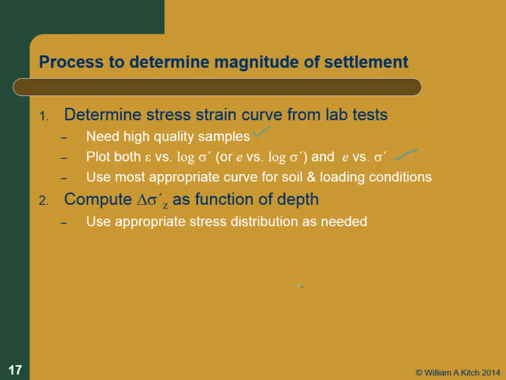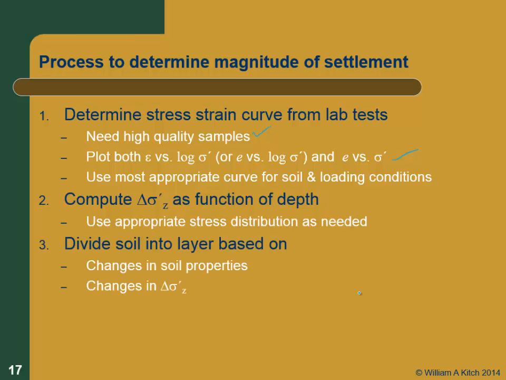You've got to compute delta sigma z as a function of depth if you have a finite size loading, if it's a footing or a mat foundation or something that's relatively small compared to the thickness of the layer that you're dealing with. You have to divide the soil up into layers. Now with spreadsheets and computational methods, this is a lot more trivial than it used to be, because once you figure out how to do your calculations, you can put in 30, 40 layers and it's not a big deal.